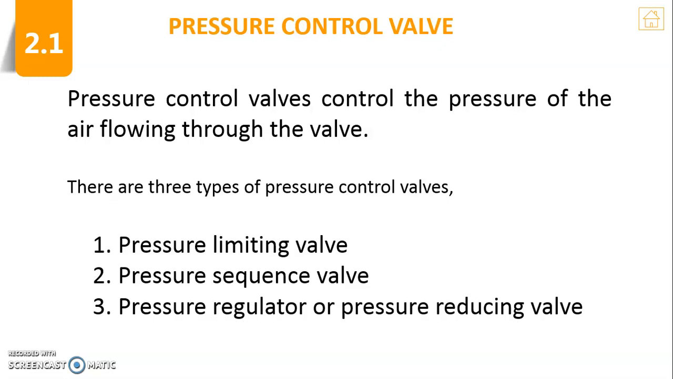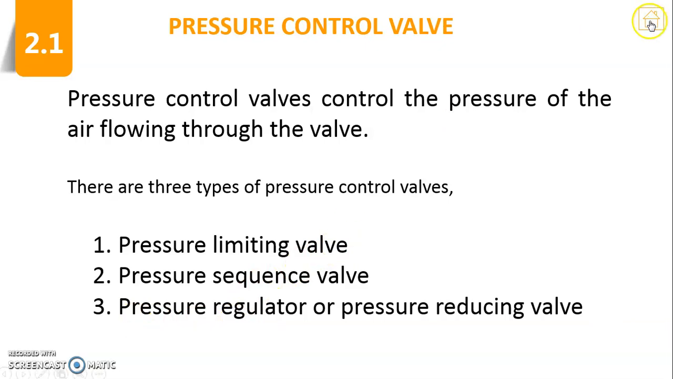Today, besides direction control, for the safety, maintenance and protection of your pneumatic or hydraulic system, we use some other control valves also. One is pressure control and another is flow control. In pressure control, you control the pressure, and you measure and monitor it using a gauge, and also use pressure control valves. In pneumatics, the pressure control valves are classified into the pressure limiting valve, the pressure sequence valve, and the pressure regulator. Commonly we prefer the pressure regulator, and in some cases the pressure limiting valve.